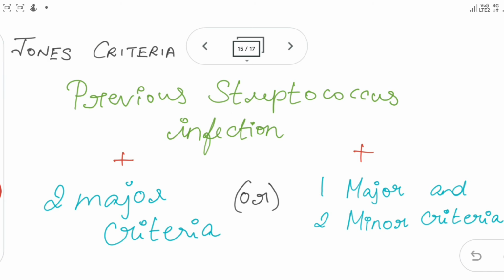We'll have a quick revision of the Jones criteria. A person is diagnosed to have rheumatic fever if there is evidence of previous group A streptococcus infection plus two major criteria or one major and two minor criteria. The major criteria are polyarthritis, pancarditis, subcutaneous nodules, erythema marginatum, and Sydenham chorea, whereas the minor criteria are fever, joint pain, and increased acute phase reactants, which are increased ESR, increased CRP, and increased WBC.